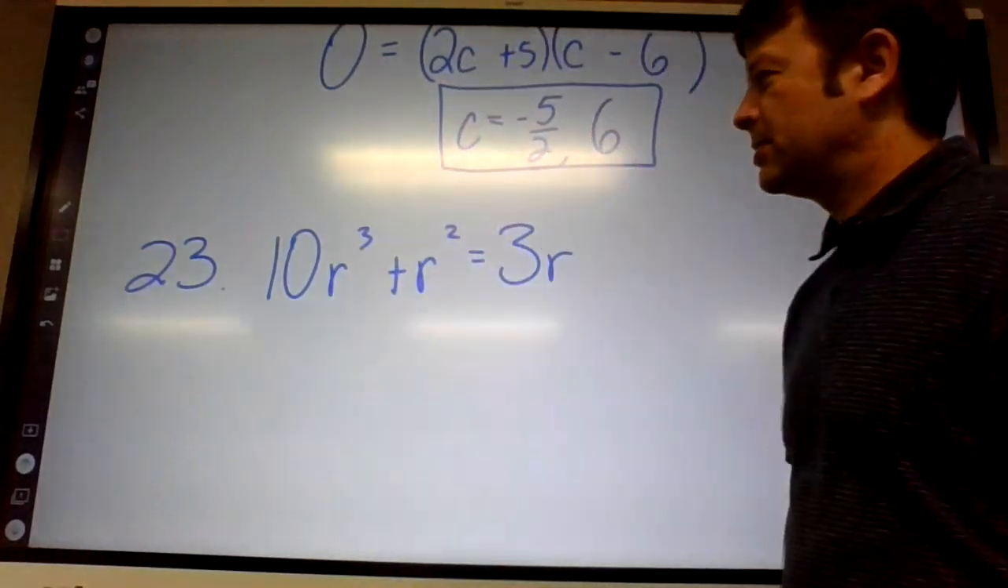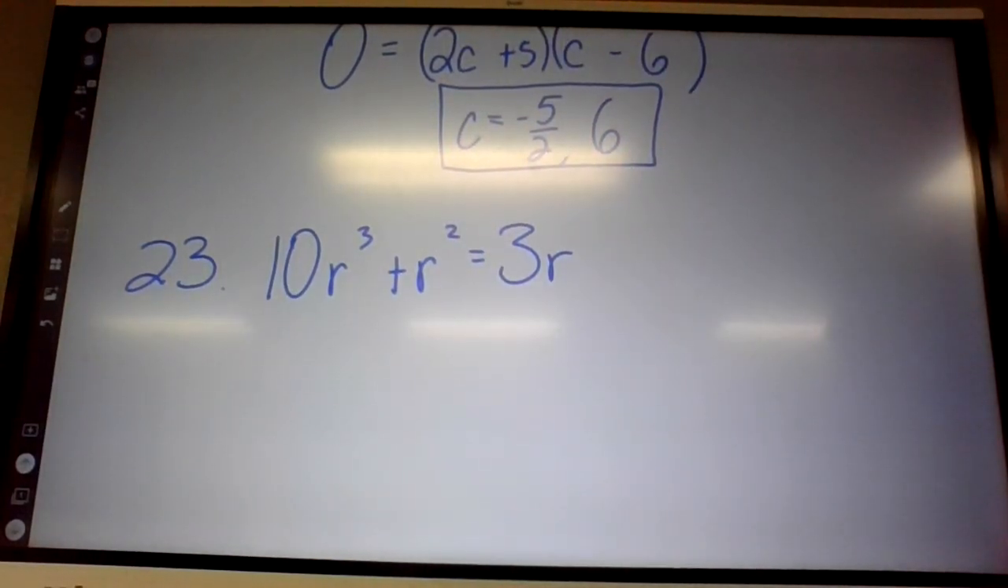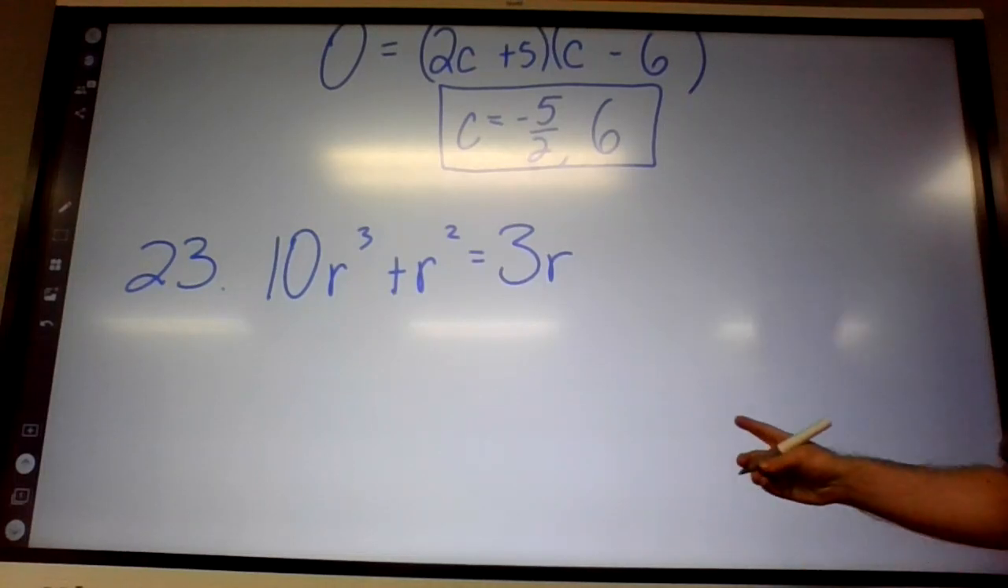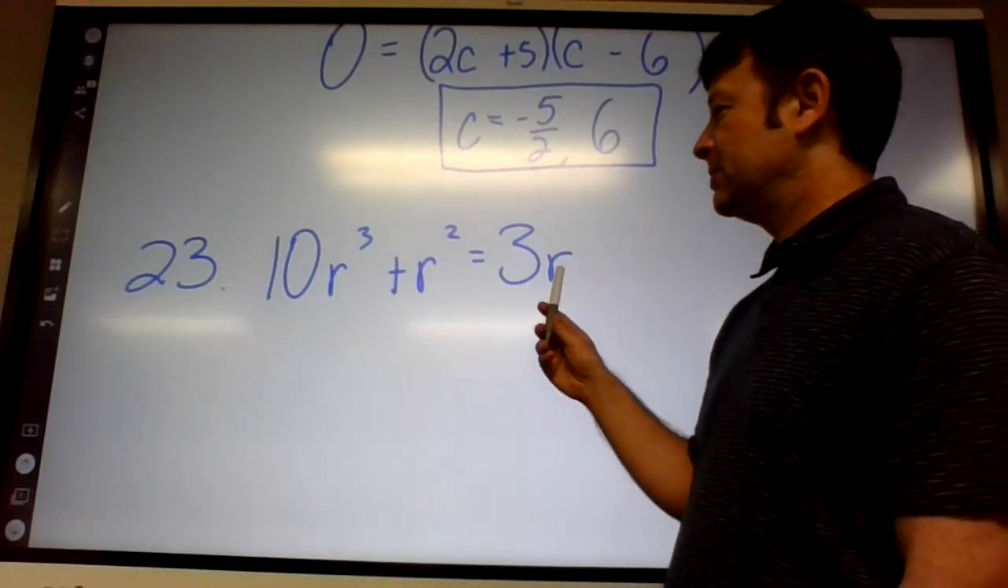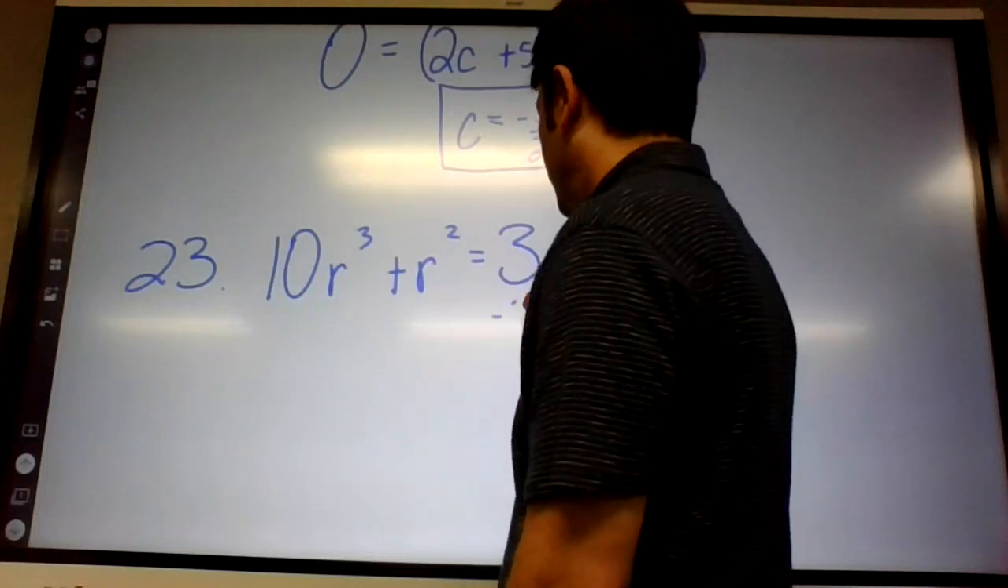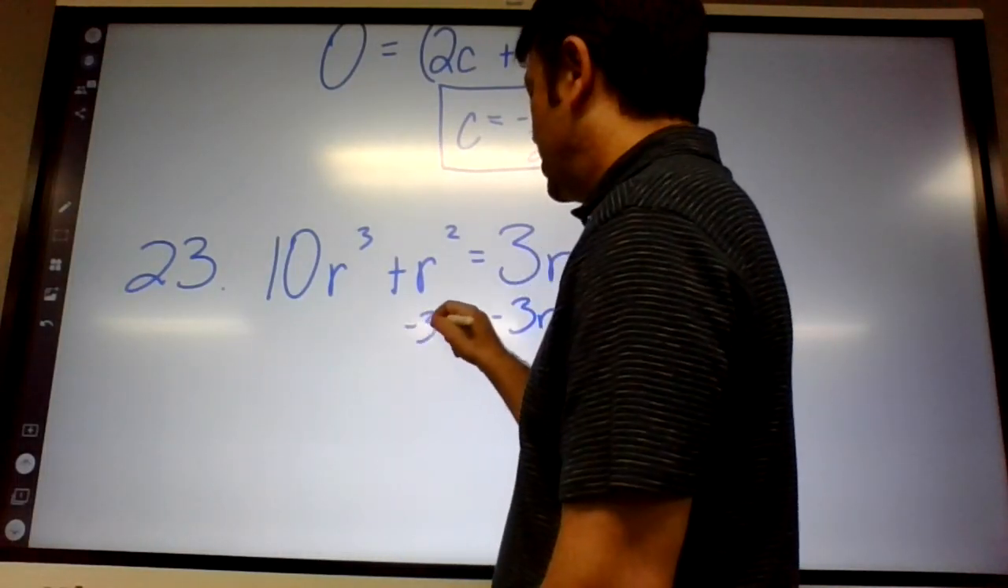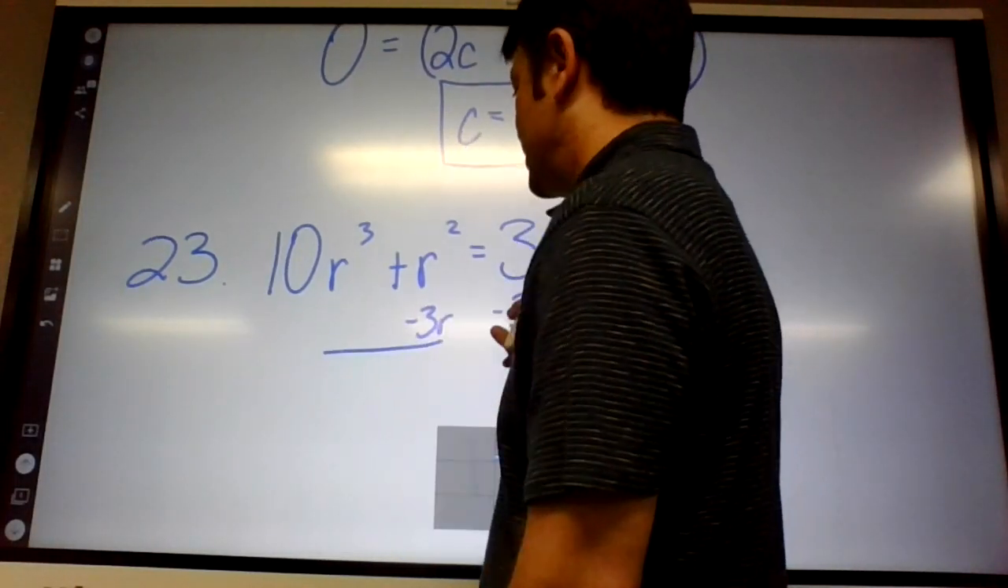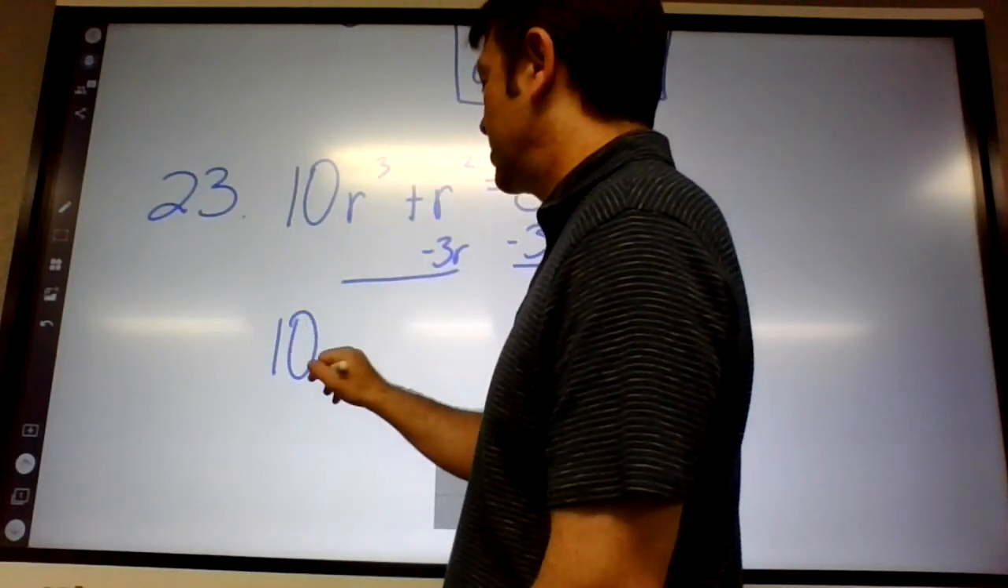All right. Speaking of thinking, what should we do on 23? Take out the r. Not yet. Subtract 3r. Bring everything over, because we want that equals 0 on one side, so we can use the 0 trick.